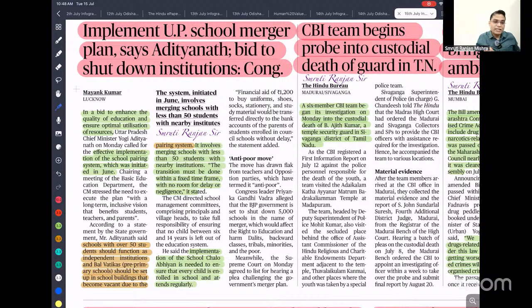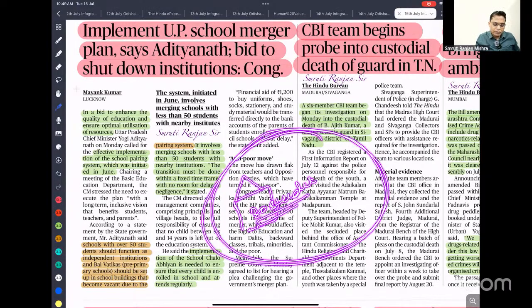If we are running a school in an area with 30 students, it is not economical to run that school. Let's say in a 1 or 2 kilometer radius we have two schools, and here is one more school with even 20 students. We can merge these schools together and create a school with 50 students.